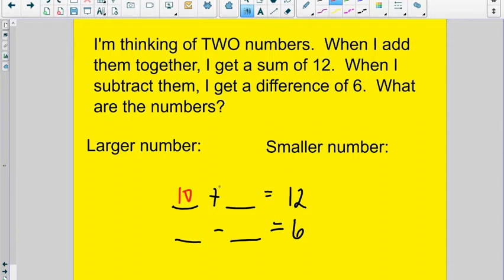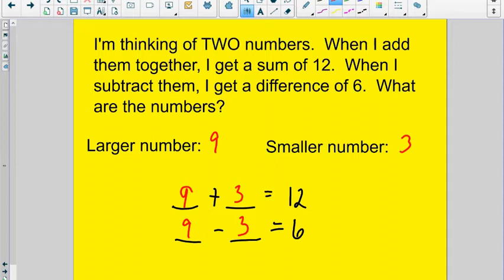Let's see, 10 plus 2 is 12. But if I subtract 10 minus 2, I get 8, not 6. So it's not that. So hopefully you found that the correct answer is that when you add 9 plus 3, you get 12. And when you subtract 9 minus 3, you get 6. The larger number is 9. The smaller number is 3.